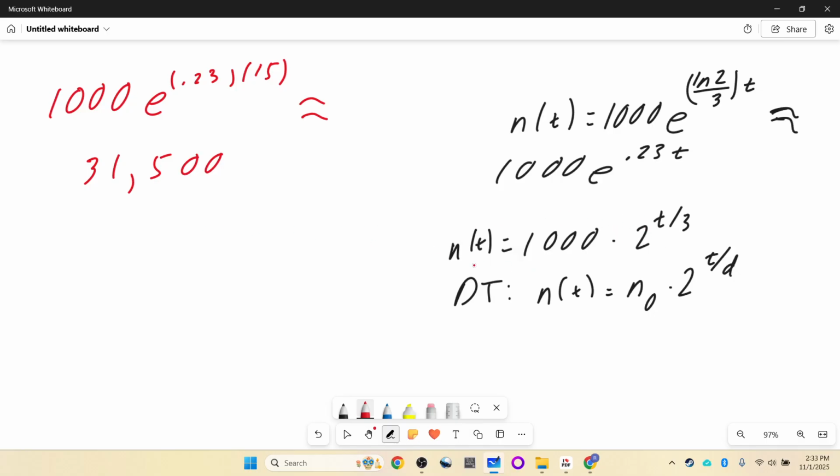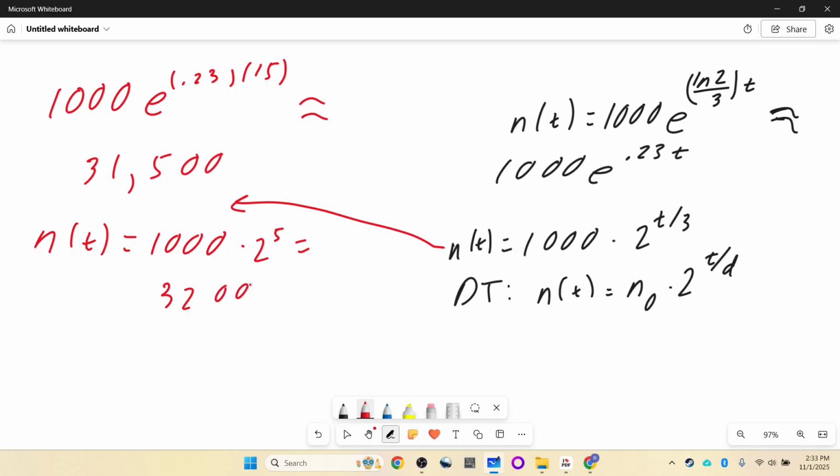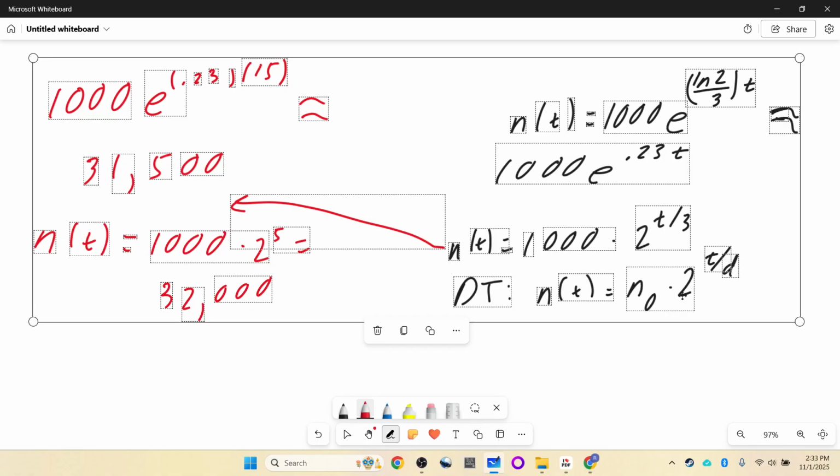And if I were to do it the other model here, I would get N of t is 1,000 times 2 to the 15 divided by 3, which is 5. So that gives me 32,000. So you see, they're slightly different, because I rounded ln 2 over 3 off to 0.23. So the answers are slightly different. In this case, I suppose this one's probably more precise than the one with the 2 in it.